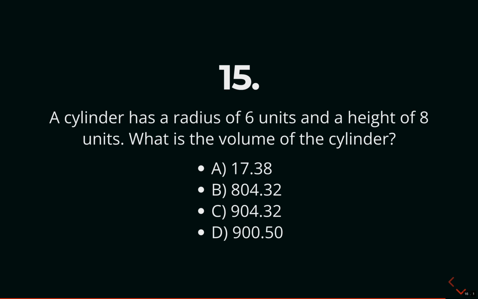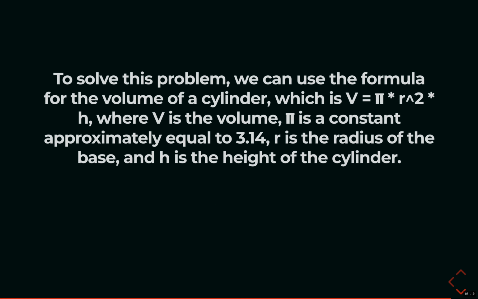Last question, question 15. A cylinder has a radius of 6 units and a height of 8 units. What is the volume of the cylinder? A, 17.38. B, 804.32. C, 904.32. Or D, 900.50. The answer is C, 904.32. Let's see how to solve this.